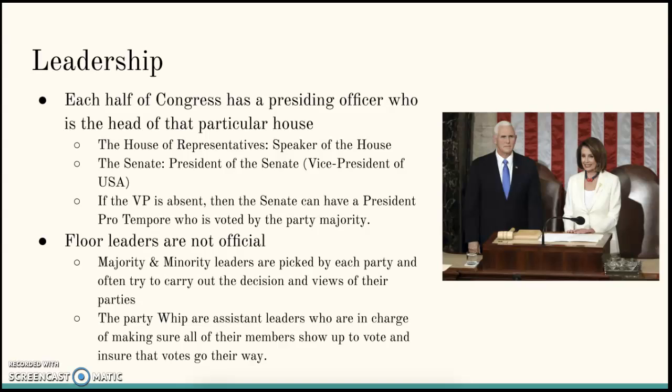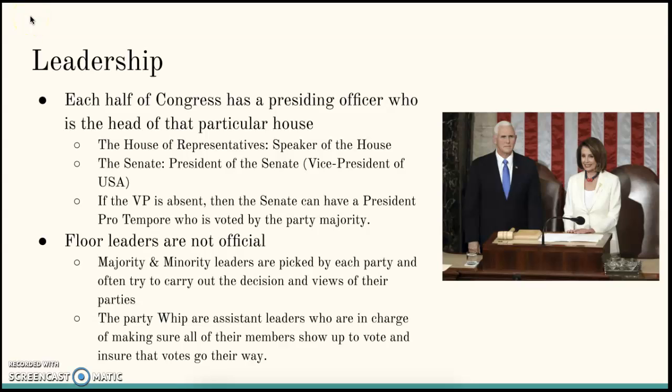So, for example, in the Senate right now, there is a majority of Republican senators, meaning that the majority leader is a Republican. And then same thing goes for the minority. The minority party, the Democrats, have a minority leader.